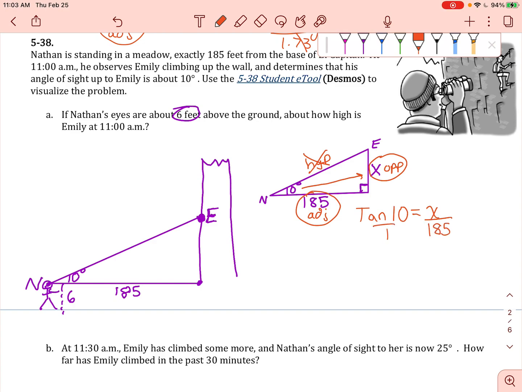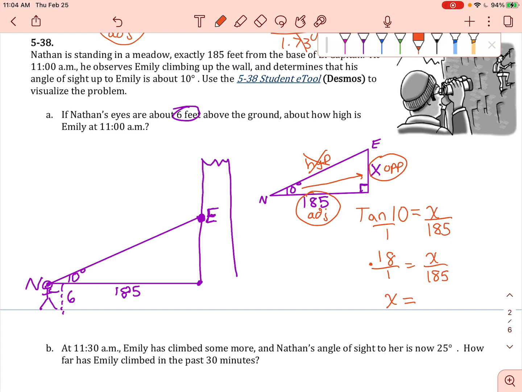Put this over 1. Now again, if you have the exact answer, you would just say tan of 10 times 185, and that's your answer. We're actually going to find the tangent of 10. Okay, so we're going to go through and we're going to find the tangent of 10. And I'm getting 0.18, 0.176, however you guys are rounding. And then you can go ahead and cross multiply to get your x value.